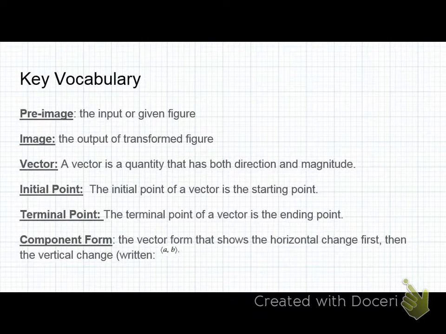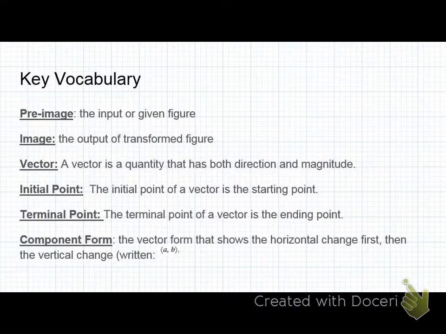Okay, so we're not going to write all these definitions down, just a quick review. When we have the original image, it's called the pre-image. It's the input or given of the figure, and then the image is the output of the transformed figure. So we have the original, and then we got the final. Today we're going to focus on translating it. So we're going to have the original image, and we're going to slide it to where it ends.